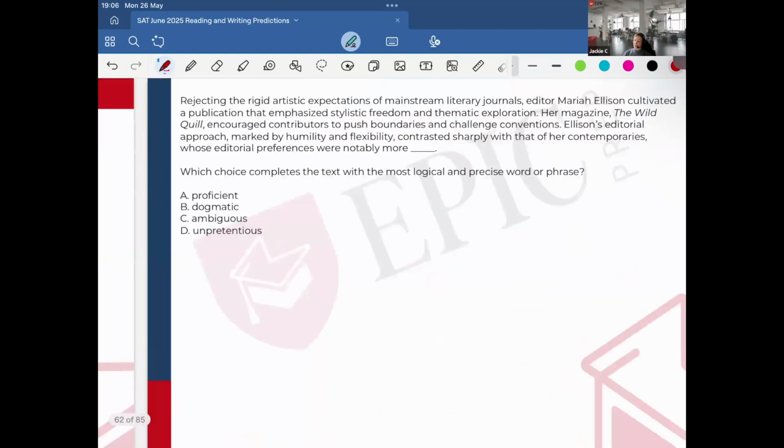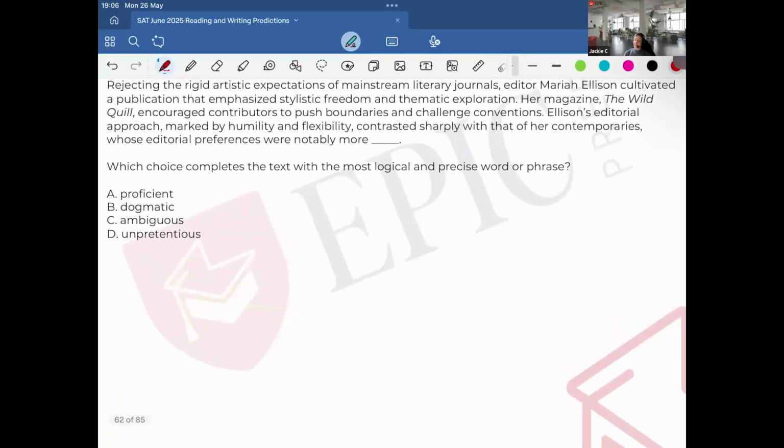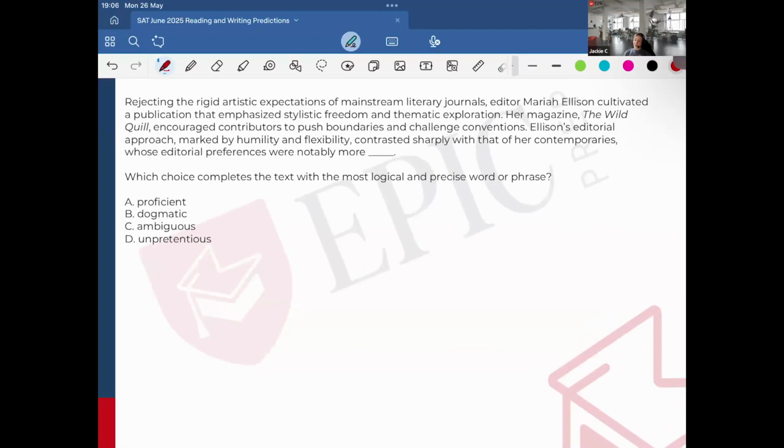First, for craft and structure, you want to really be confident with the vocabulary on the SAT. These words, the ones that I'm putting here, have come up on many past SAT exams. So I would definitely want to know all the words that I go over here. So let's look at this one.